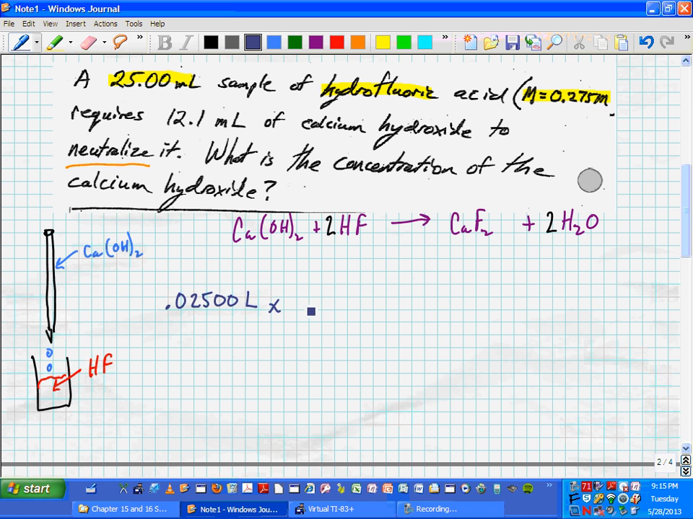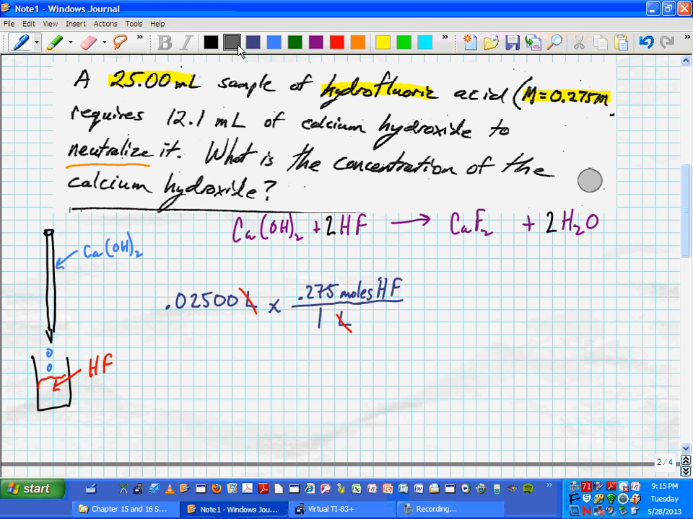Okay, well, now I can go ahead and convert that to moles of hydrofluoric acid by saying that there are 0.275 moles of hydrofluoric acid. Where did that come from? Well, that's my concentration right there over 1 liter of solution. That cancels, that cancels. So I've got moles of hydrofluoric acid. Oh, you know what? I didn't even talk about what I was looking for. I'm looking for concentration of calcium hydroxide.